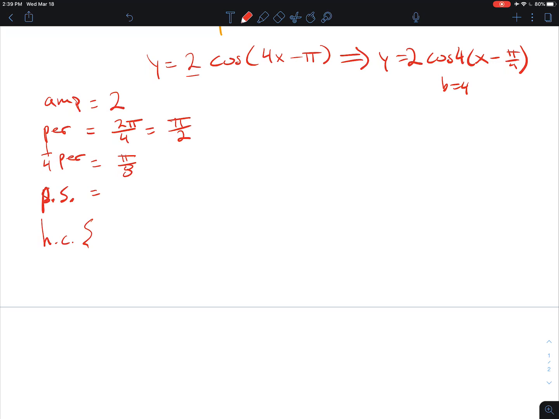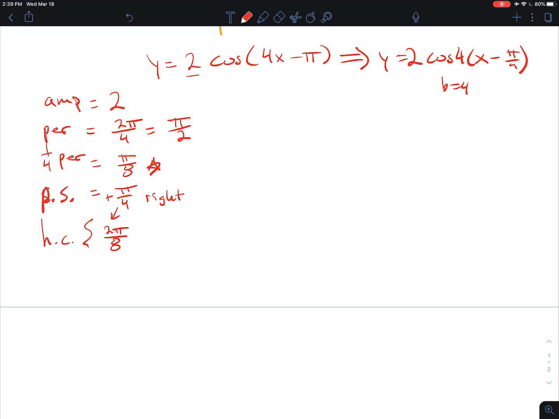My phase shift, now that I've done the factoring, is pi over 4, and that's to the right, or positive pi over 4 is my phase shift. So if that's my first term, pi over 4 is my first critical value, I'm then going to go pi over 8 units each time. And since my quarter period is in eighths here, I'm actually going to turn this first term into eighths. It's just going to make listing them out a bit easier.